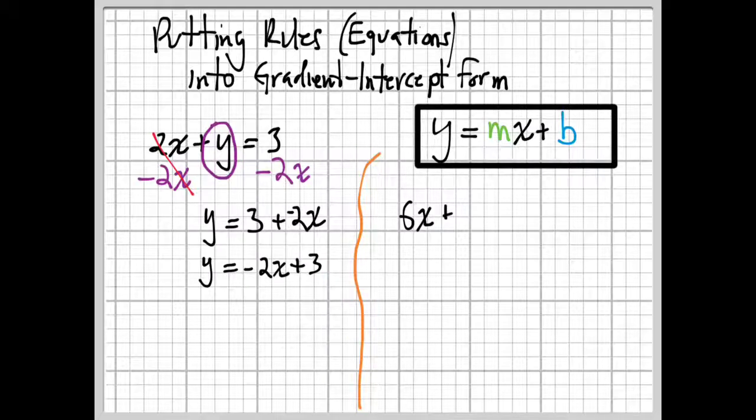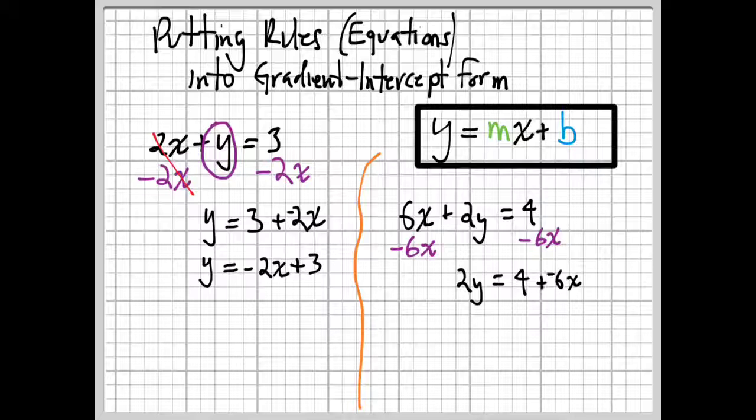Let's look at another example. This one we have 6x plus 2y equals 4. So same thing, we need to get the x's away from the y's, so we want to put the x's over here, so we're going to subtract 6x, a lot like how we subtracted 2x before. The 6x's cancel on the left, so we get 2y equals 4 minus 6x.